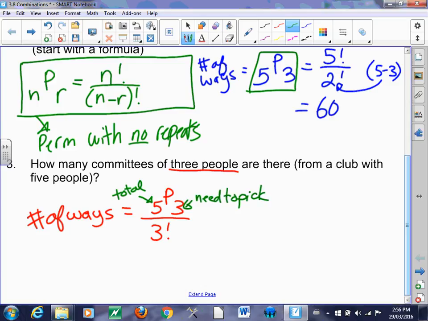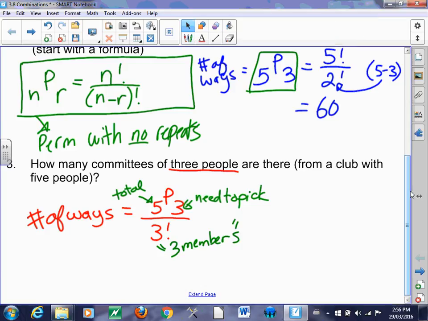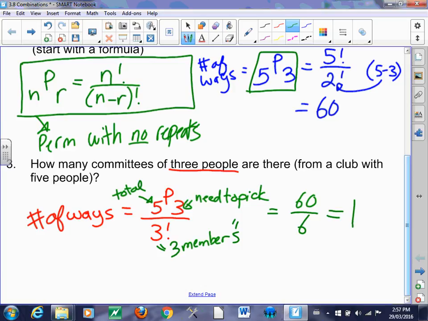Okay? And 3 factorial is the 3 member groups. It's the 3 members that we need. Okay, so how many 3 member groups are there? So plug that in your calculator, folks. You can simplify it to 60 over 6, or just plug it in and you'll get the answer of 10.